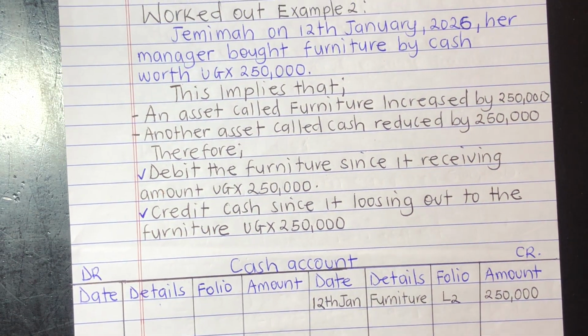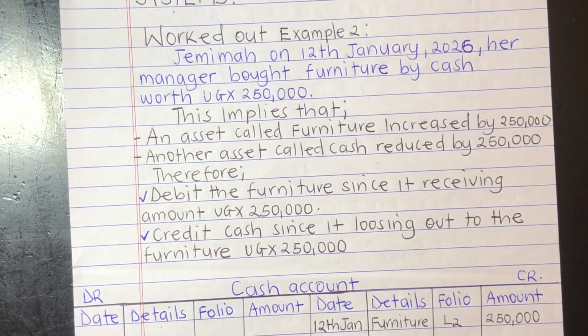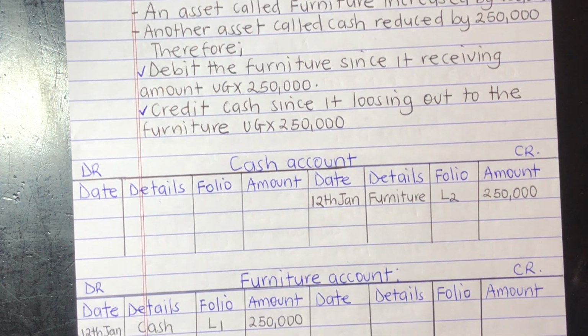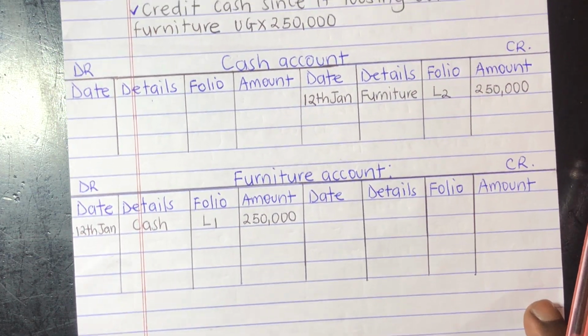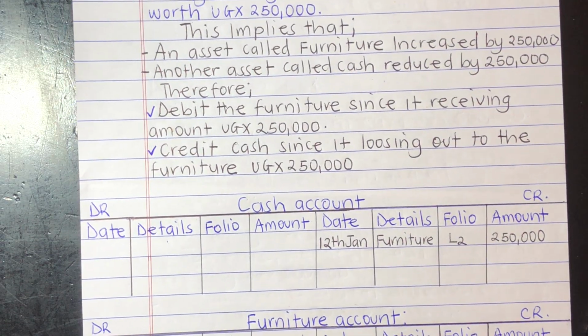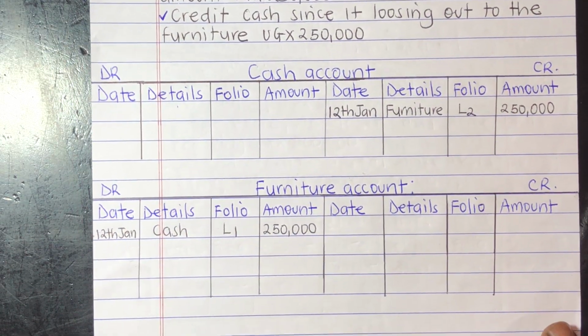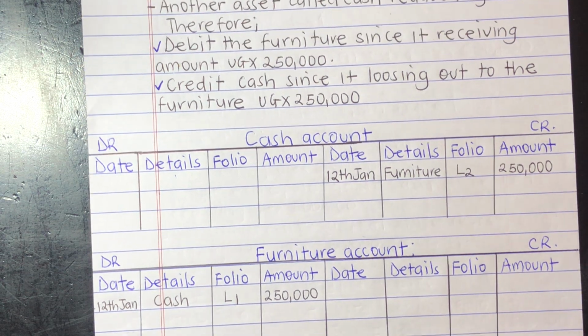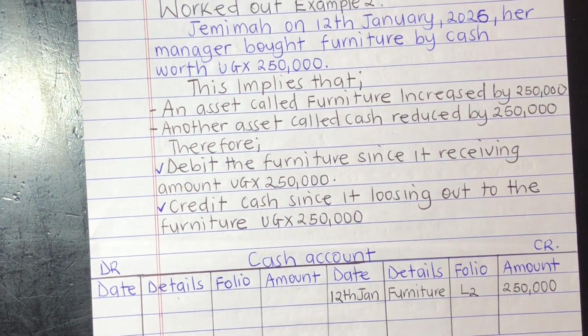So you're seeing that we are recording one transaction twice. Some we are debiting and at the same time crediting. So that is how we deal with the double entry system. We debit the account that is gaining money and then credit the account that is losing out money.